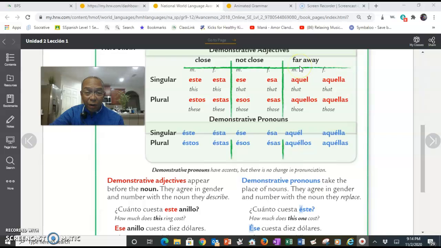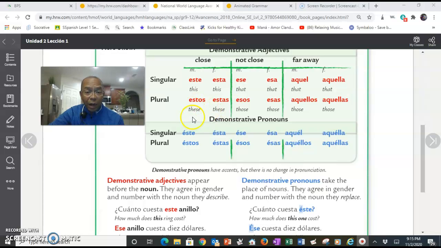Now, things that are far away that you can't really reach. For masculine, singular, you'll say aquel. And for feminine, aquella, which translates to that one over there. Aquellos for those, and aquellas for feminine words that are plural, also translates as those. So these are the demonstrative adjectives, and they are relative to distance. Things that are close, things that are not so close, and things that are far away.